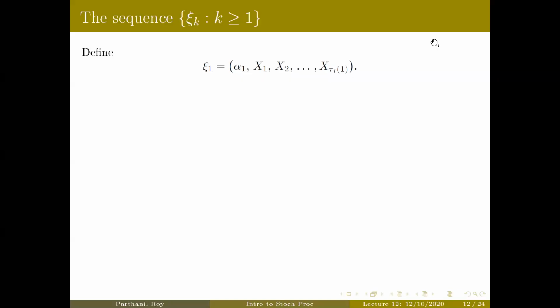We'll now define a sequence of random variables psi k as follows. Psi 1 would be: first you look at the length of the first excursion followed by the first excursion itself. So in other words, you look at the first excursion and attach its length along with it. Okay, so that gives you the random variable psi 1.